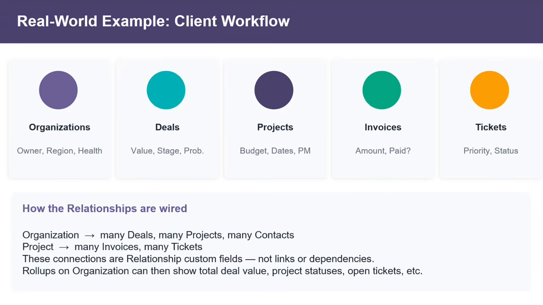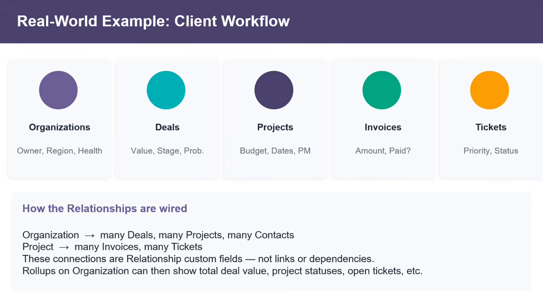Here's a structure that almost every service business can use. You might have 5 main lists: organization or client, deals, projects, invoices, and tickets. Each list has its own information and fields, but in the real world, these things are connected. A client can have multiple deals, multiple projects, invoices, and support tickets. That's where relationship custom fields come in. They let us connect these lists in a clear and structured way.